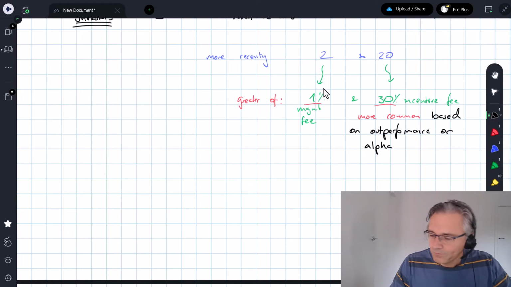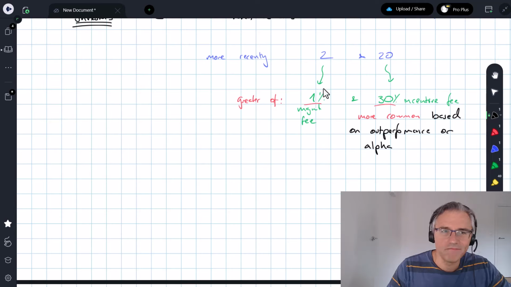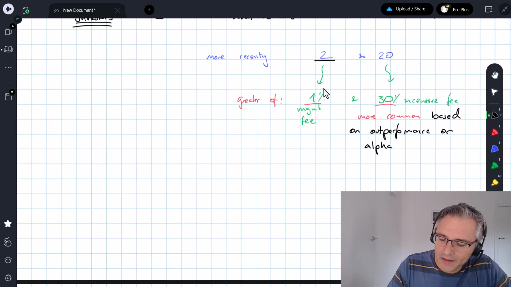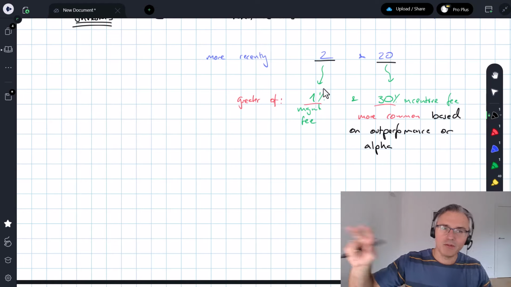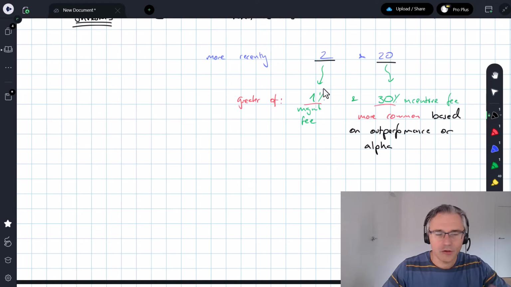Now, don't worry about this. Just be aware of 2 and 20. More recently, moving towards less of a management fee, but more of an incentive fee. I think that should be enough.